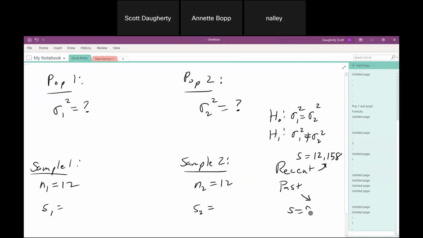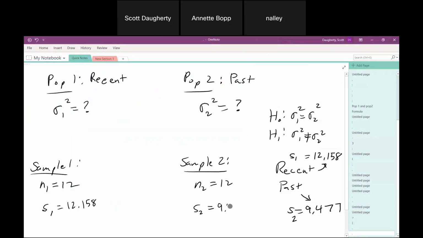So this one's 9.477. So this is where you would look at the two and you'd say, okay, this one's bigger. So this one has to be labeled as 1. This one's labeled as 2. That's why I did it this way. So then that's going to tell you which one's 1 and 2. So 1 is the recent and 2 is past. And then S1 is 12.158.